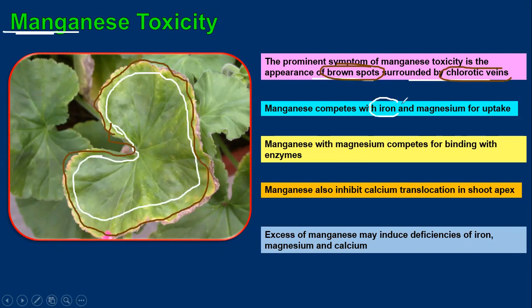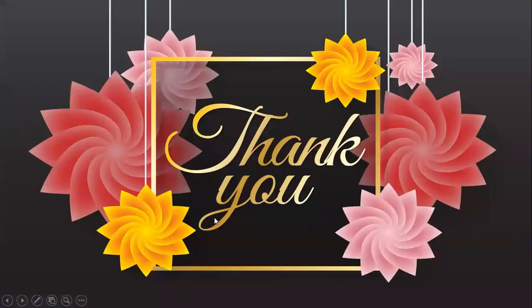Manganese competes with iron and magnesium for uptake. So which are the two competing elements of manganese? Magnesium and iron. Clear? It also inhibits calcium translocation. Clear? So these are some of the points which we had to discuss in today's class.